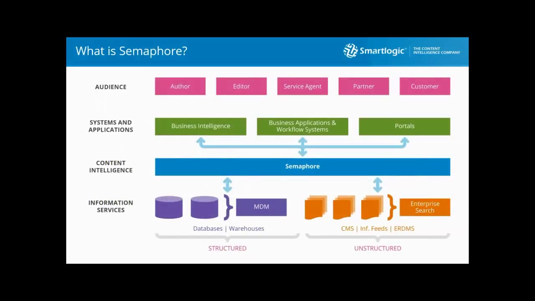So what is Semaphore? Semaphore, simply said, is a content intelligence platform. It works with the content management applications in your enterprise. It works with enterprise search. It works with business intelligence applications. It works with business process management systems in order to do several things.